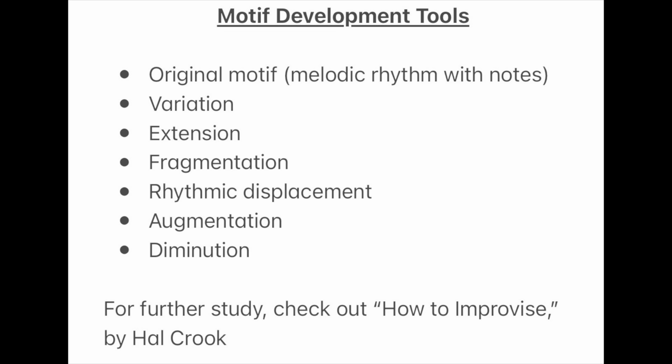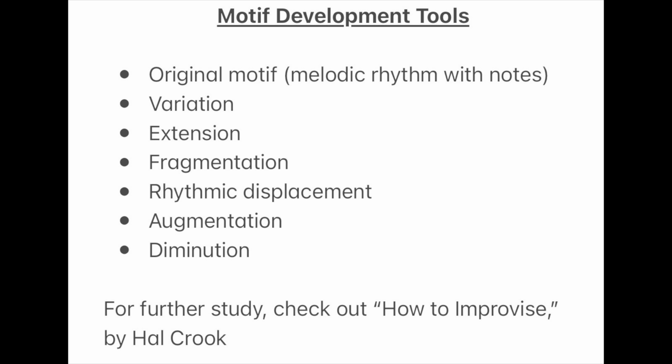Common tools improvisers use to develop motifs include the following. The original motif, meaning take a melodic rhythm and add notes to it. Secondly, variation of the original motif, meaning same notes, different rhythm, or same rhythm, different notes. Extension, adding notes to either the original motif or a fragment thereof. Fragmentation, using a part of the motif. Rhythmic displacement, starting the motif on a different beat.